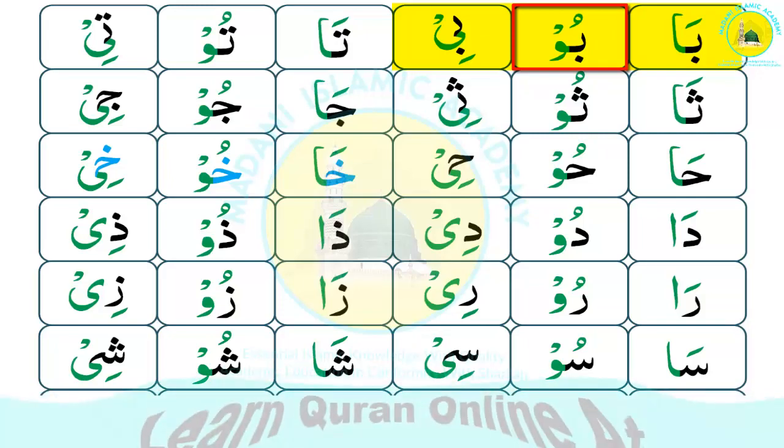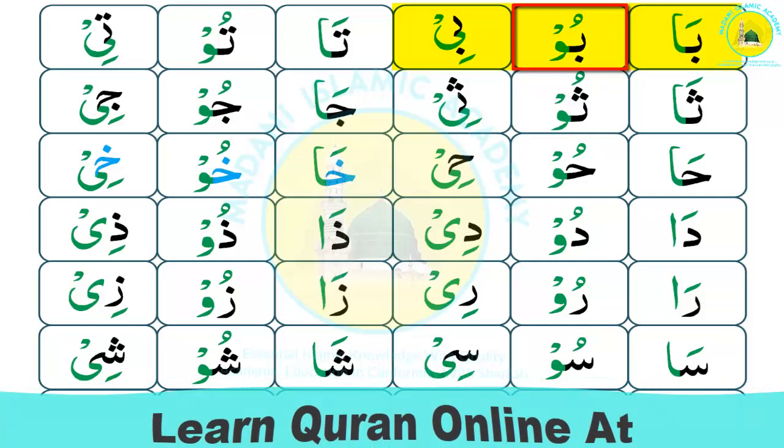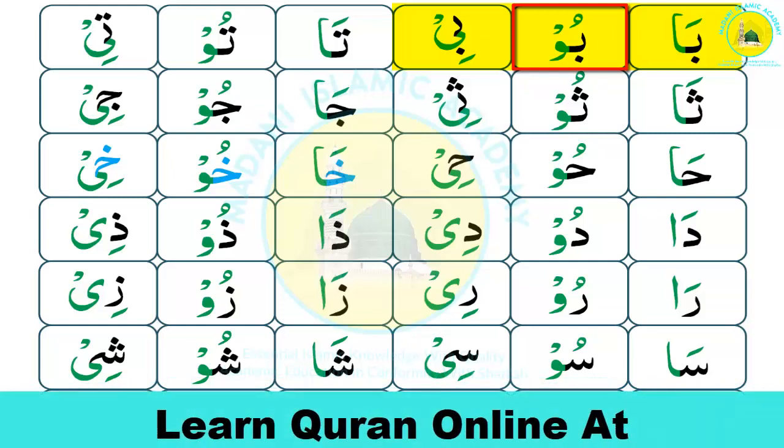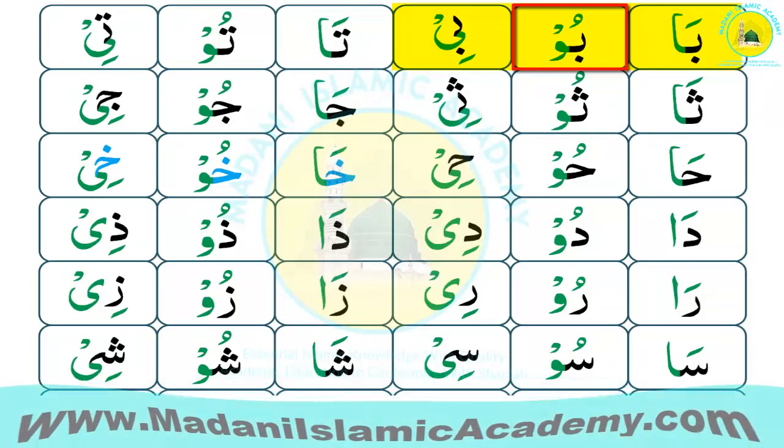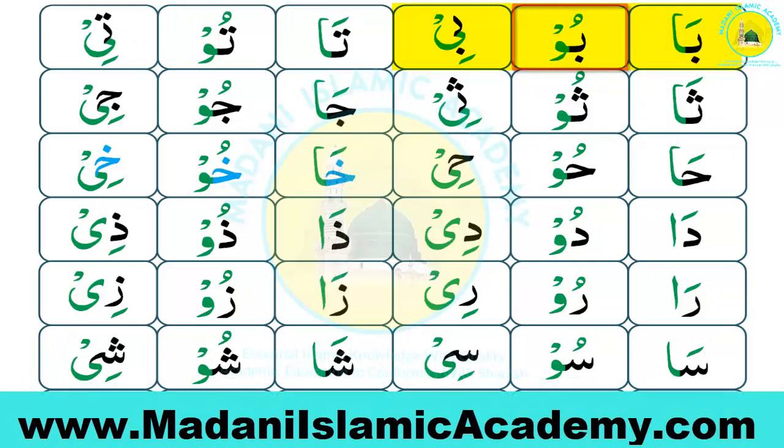So what we do is we stretch the ba double. Instead of ba pesh bu, we're going to read ba waw pesh bu. So from bu, double. Now the next letter is the ya sakin.